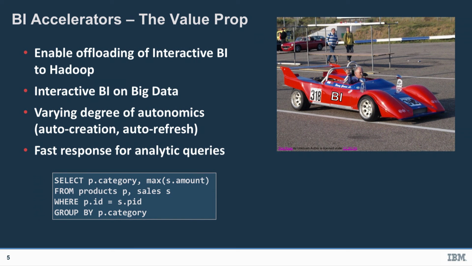That query is a join between a fact sales table and a dimension products table, and it's computing the maximum amount of products per category. So this is the bread and butter query that a tool like Tableau will generate in the background.